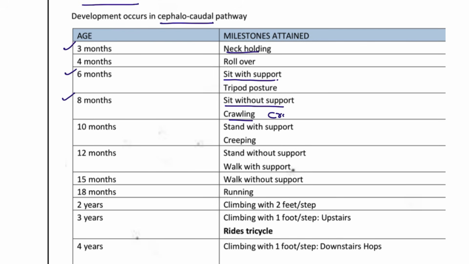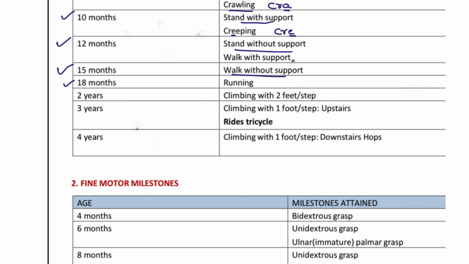Remember CRA, and this one is CRE. So creeping is the second word, crawling is the first word, right? A is the first word. So crawling will come first and creeping will come next. And at 10 months, the patient can stand with support. At 12 months, stand without support and walk with support, and at 15 months the patient can walk without support. At 18 months, running will be seen.